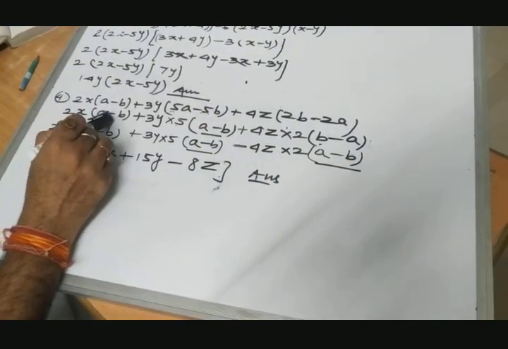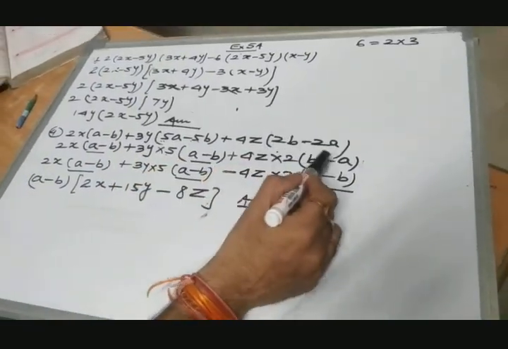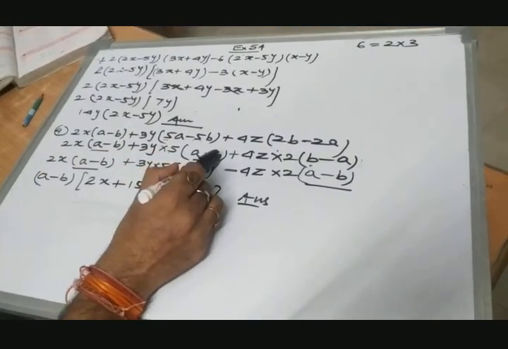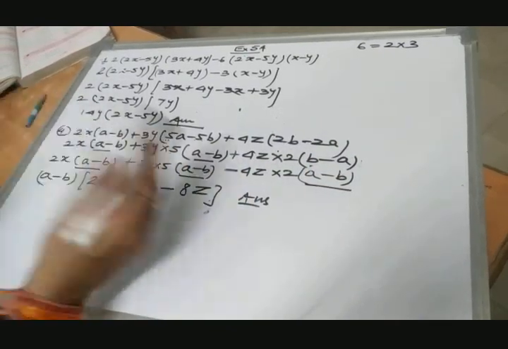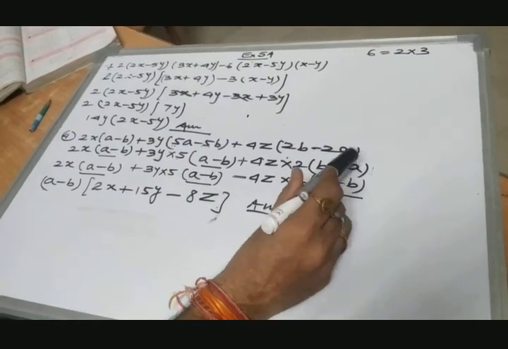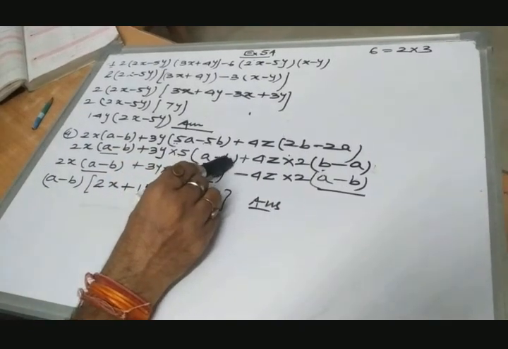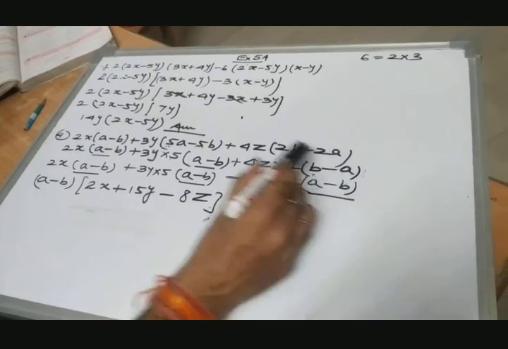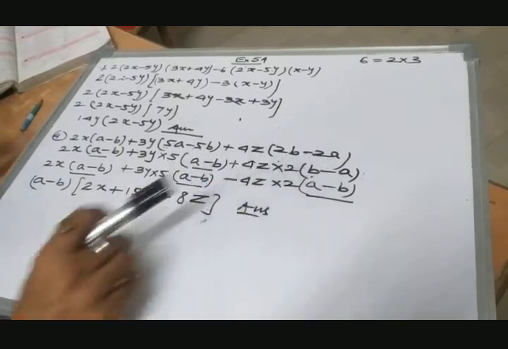We see that the first term contains a minus b, the second term also contains a minus b, but the third term contains b minus a. It also contains b and a, but with the opposite sign. The first contains a positive and b positive, the second also a positive, b positive, but here b is positive and a is negative. So to convert into the same sign, we have to take the negative as common.